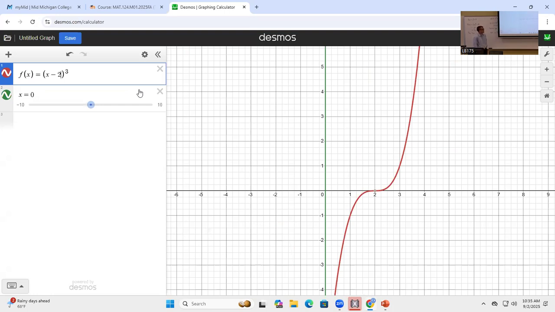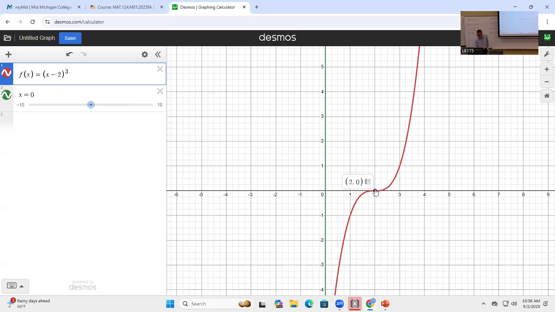Is that even, odd, or neither? That one's actually neither. It would be odd if this point were the origin. But we have to reflect through the origin. If I could reflect through the point 2, 0, we'd be all right.